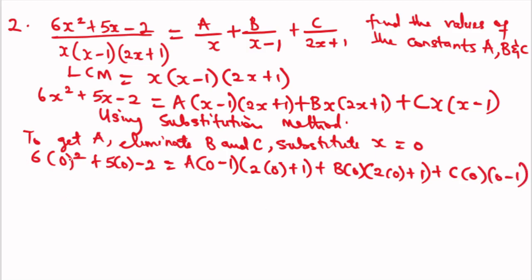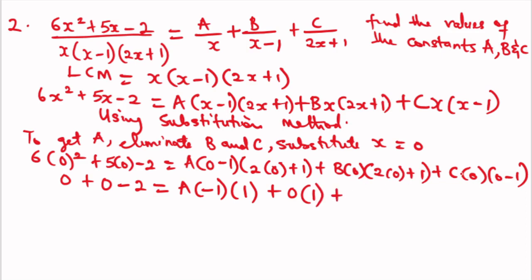So this becomes 6 times 0 squared. 0 squared is 0 times 6. We'll have 0 plus 5 times 0 will give us 0 minus 2 equal to a into, gives us minus 1 times 2 times 0 is 0 plus 1. We'll have 1 plus b times 0 gives us 0. 2 times 0 is 0 plus 1. We'll have 1 plus c times 0 gives us 0. 0 minus 1 will have minus 1.